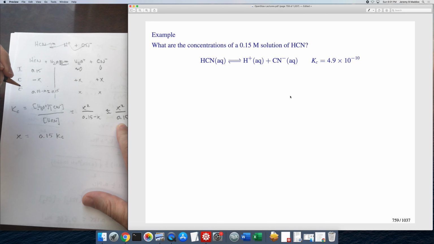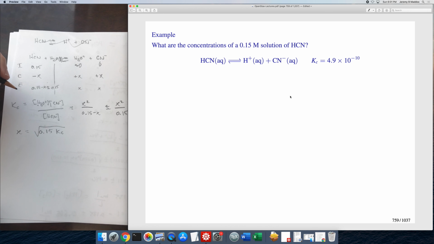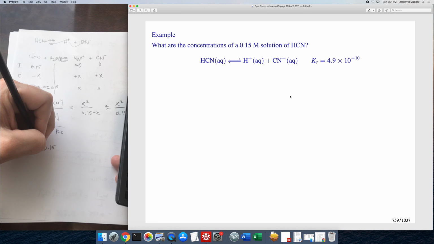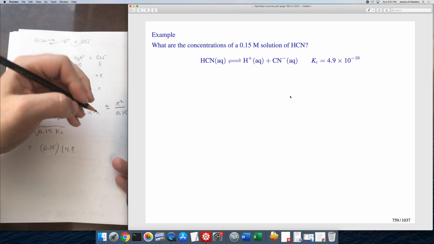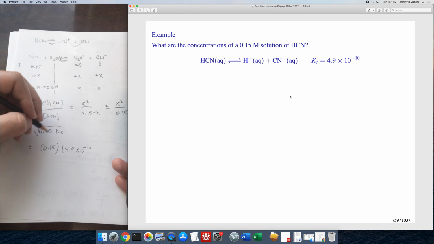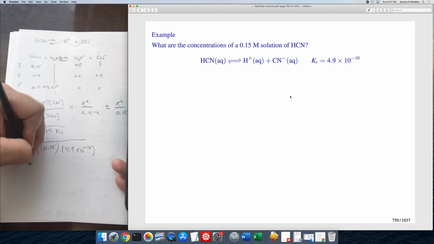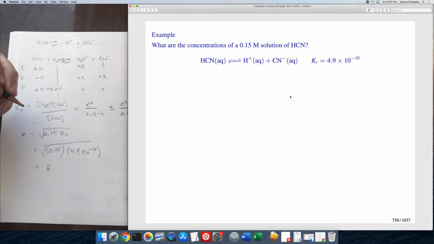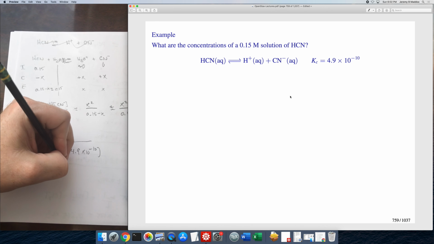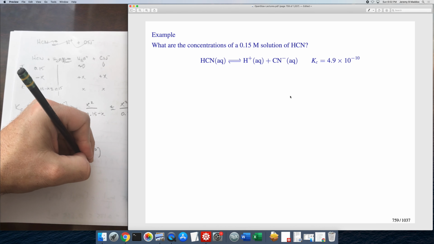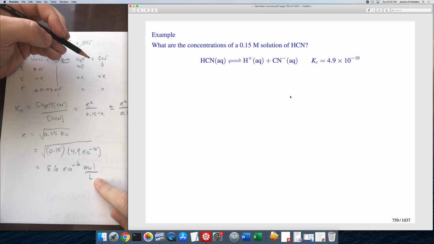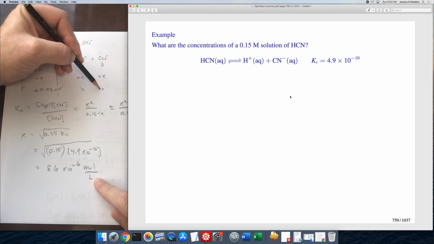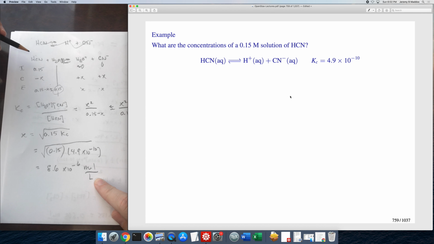We don't have to do any quadratic equation. We just have to take a square root. So just to show you the numbers explicitly, plug in the value of Kc. And then we'll take the square root here, and you're going to get, we'll just do 2 sig figs here, 8.6 times 10 to the minus 6, and that's going to be moles per liter. So that's going to be the concentration of the hydronium, that'll be the concentration of the cyanide, and the equilibrium concentration of the acid is just 0.15.